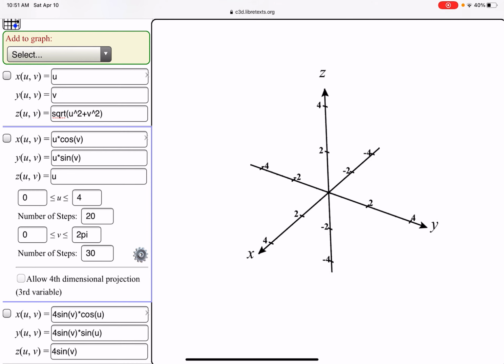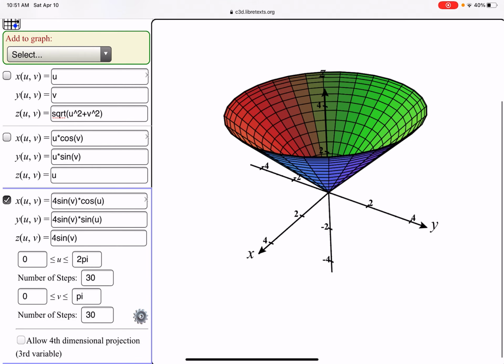Or we can express it in terms of spherical coordinates. So here x is 4 sine v cosine u, y is 4 sine v sine u, and then z is just that radius again, 4 sine v. u is going between 0 and 2 pi, and that's because u here is acting like theta, and then v here is acting like phi, going between 0 and pi.